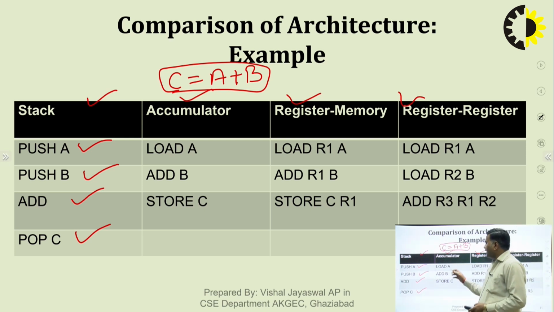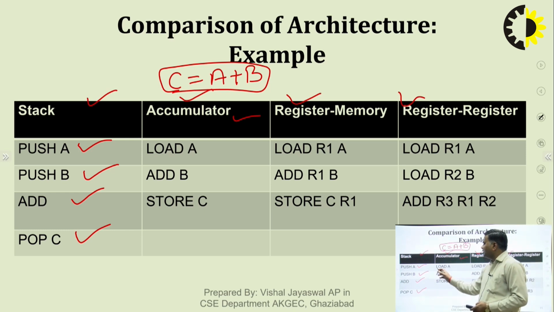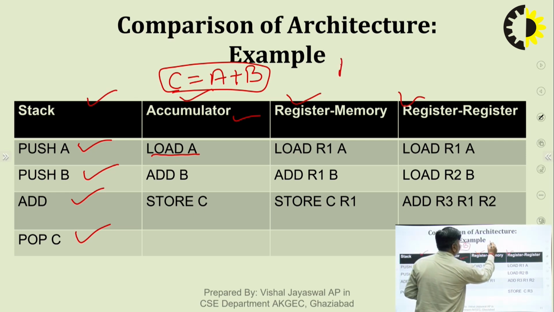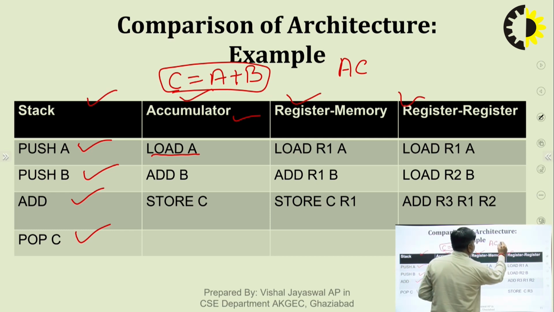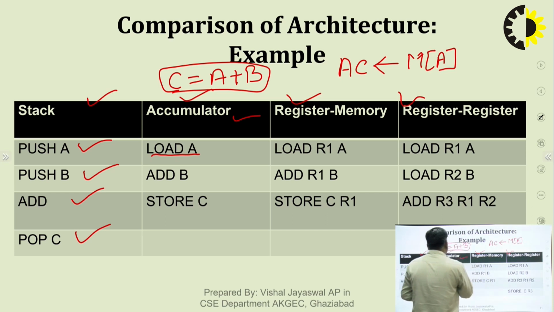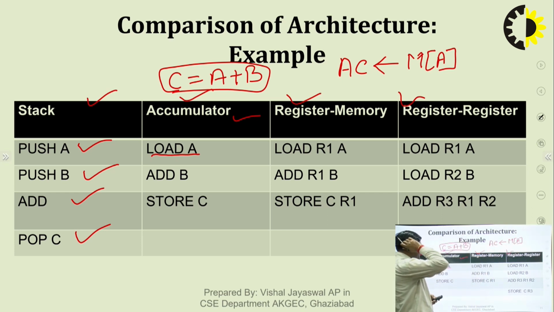If we talk about the accumulator, first we have to load A. What do you mean by load A? Load A means we have only one register, that is called the accumulator. In the accumulator, M of A is loaded. Load A means M of A is loaded into the accumulator, means A is loaded into the accumulator.